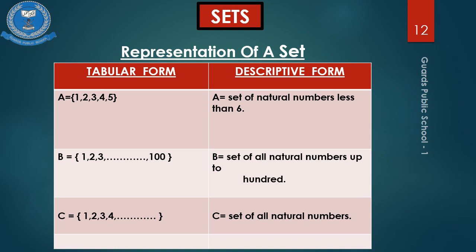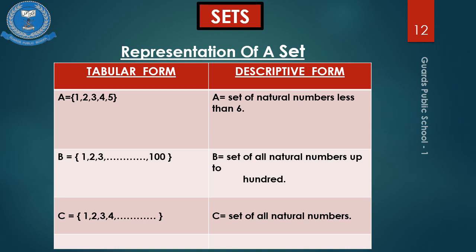In the descriptive method, we describe a set in words. For example, we will take the same examples we have taken in the tabular form. See the first one. A is equal to set of natural numbers less than 6. So you will write the description of the set in words. Now look at another example. B, set of all natural numbers up to 100.